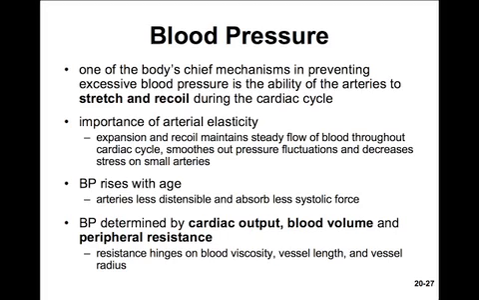There are three main factors that will determine our blood pressure. There's cardiac output, the volume of the blood in the system, as well as the peripheral resistance. That is, how much resistance are the vessels providing? If there's a lot of elasticity, then there's less resistance. In addition, the resistance will hinge on the blood's viscosity, the length of the vessel, and the vessel radius.